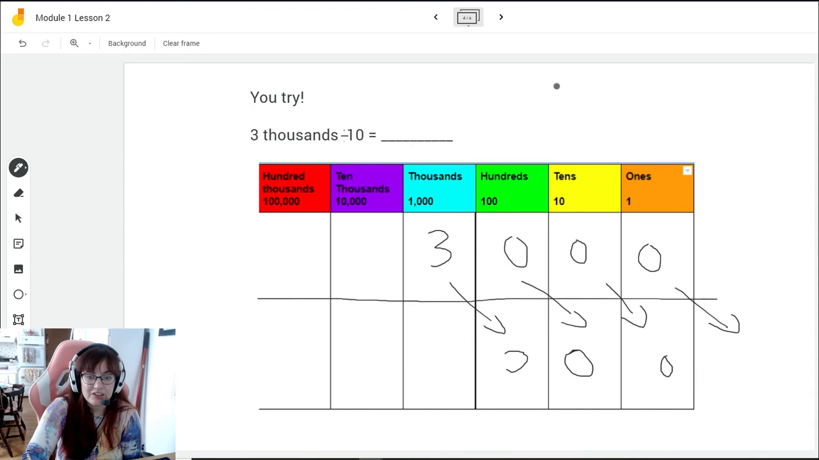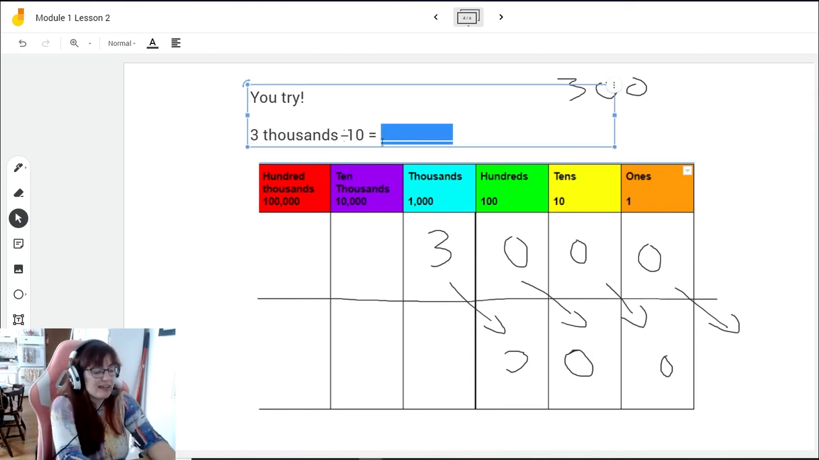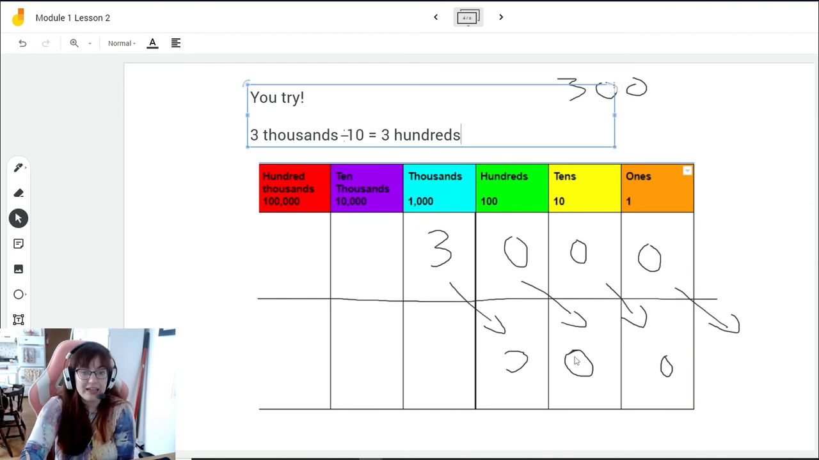So your final answer should be either 300, or you can write it out in unit form by saying that it is 3 hundredths, just like so. So that is how you answer that problem. Give yourself a little pat on the back if you got that one correct.